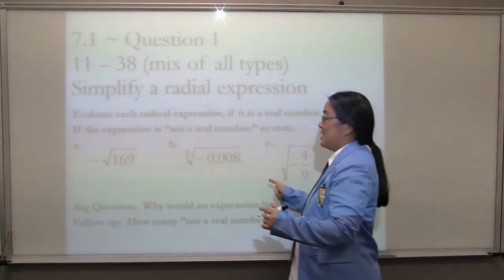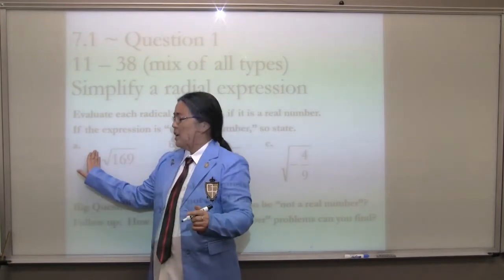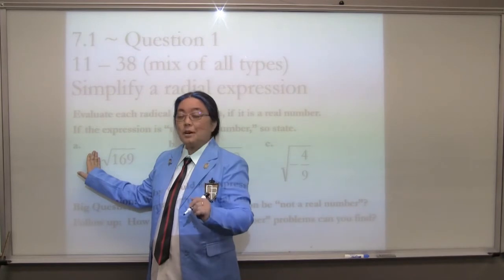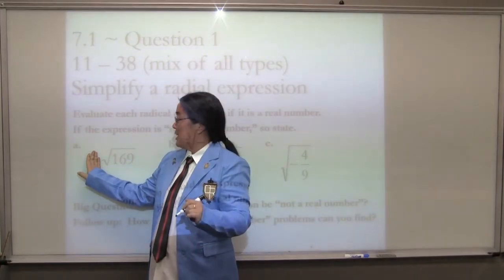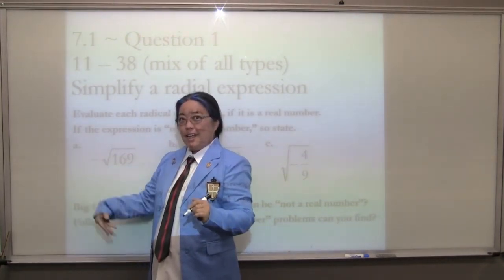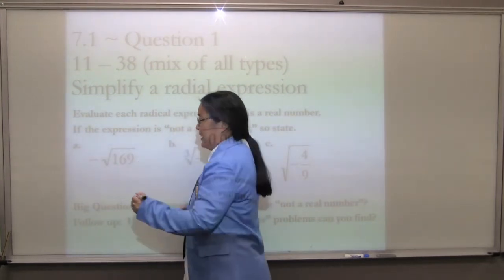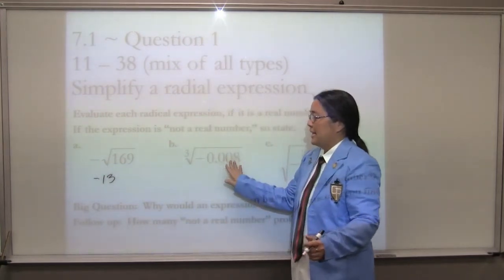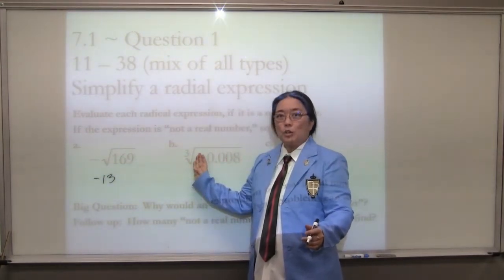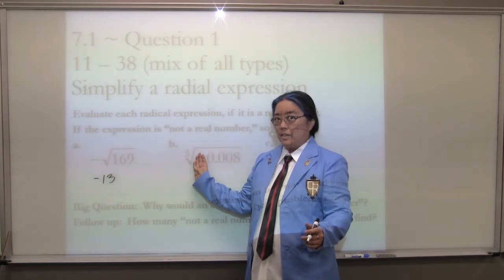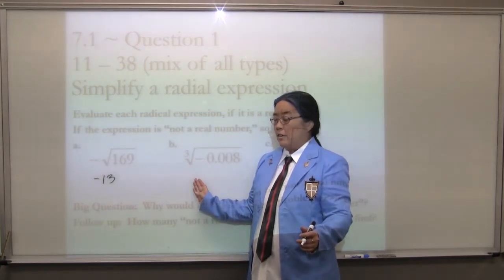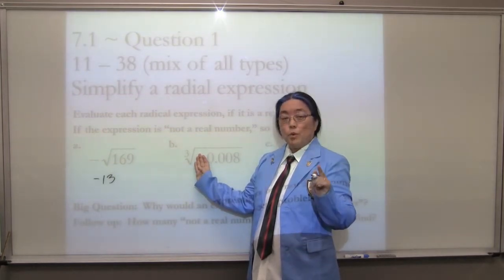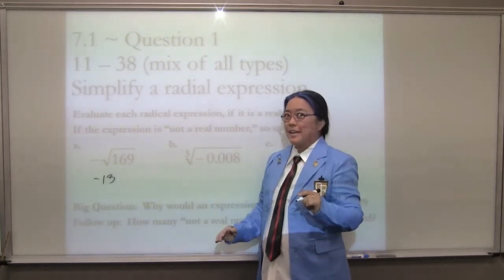Is it often going to be a real number? Yes, it is. So, back in Chapter 1, we prepared you for this question with the square root of 169, or possibly in previous math classes, in which case that answer is 13. This answer is negative 13. Ooh. Now, back in Chapter 1, we gave you the cube root of 0.008. Now we're giving you the cube root of negative 0.008. So the cube root of 0.008 was 0.2. Now it's negative 0.2.